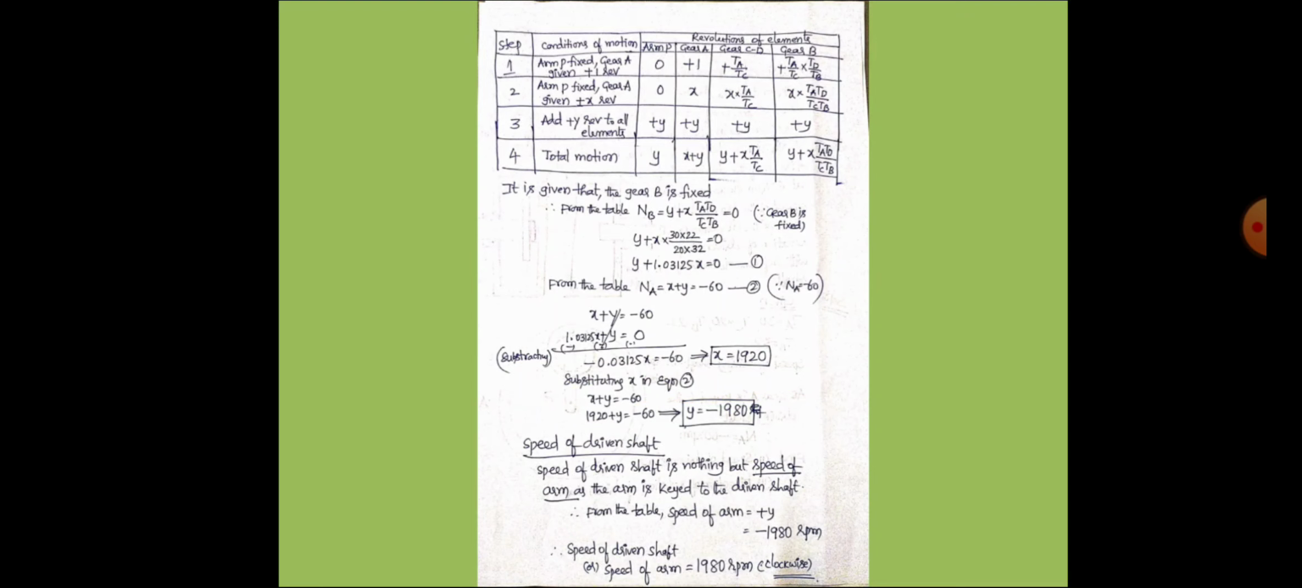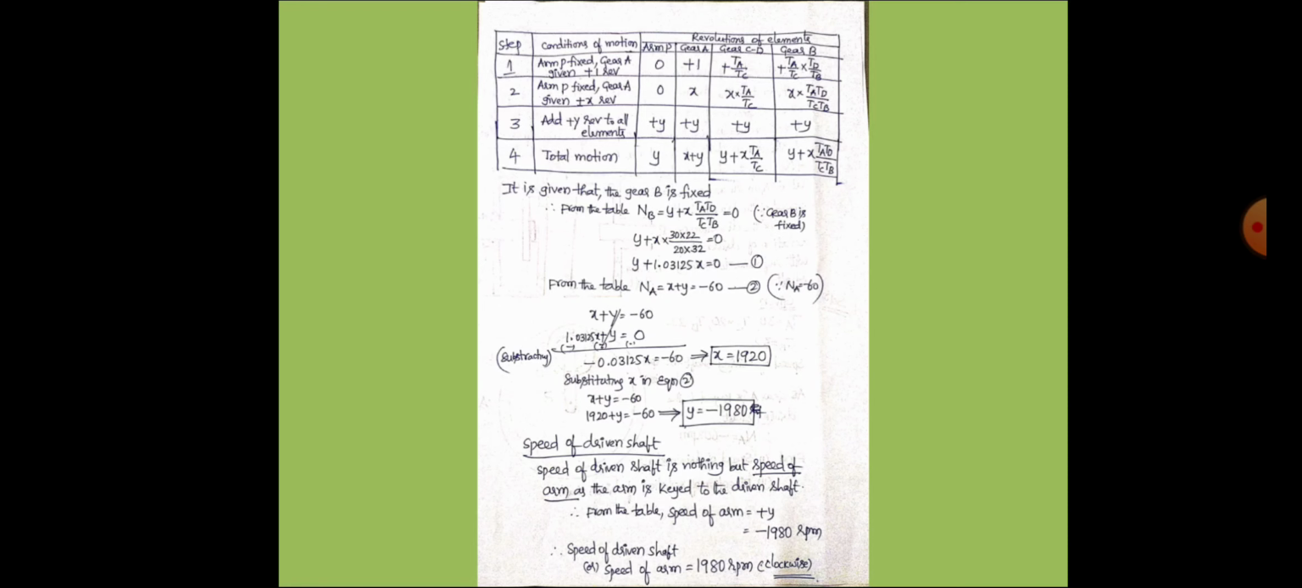So in the table, as you all know, the first column is step number, the second column is conditions of motion, and the third column is revolutions of elements. Under revolutions of elements, in the given gear train, there are 3 elements excluding the arm P. One is arm P, second is internal gear A, third is internal gear B, and the fourth is compound wheel CD.